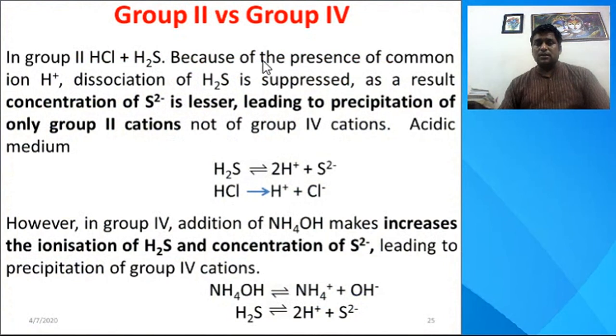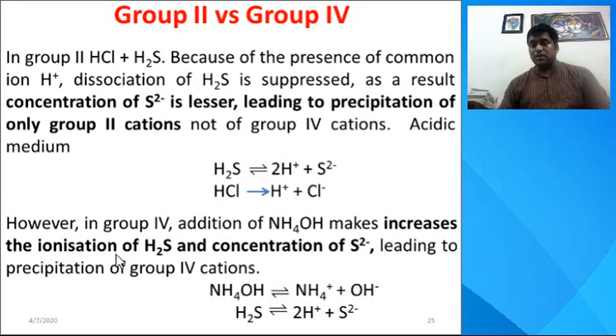Let us compare group 2 and group 4, because in both the cases precipitant is H2S gas, but the medium of analysis in group 2 was acidic. In this case it is basic. So how is it playing a different role? Let us understand. In group 2 the medium was acidic, means dilute HCl, and then we are passing H2S gas. So in this you can see common ion, that is hydrogen, is common in both. Because of the presence of common ion H+, the dissociation of H2S into S2- is suppressed. So the concentration of S2- is lesser, which leads to precipitation of only group 2 cations.